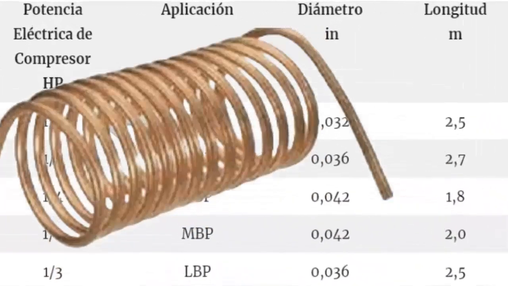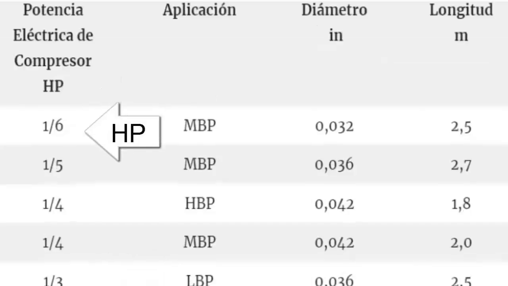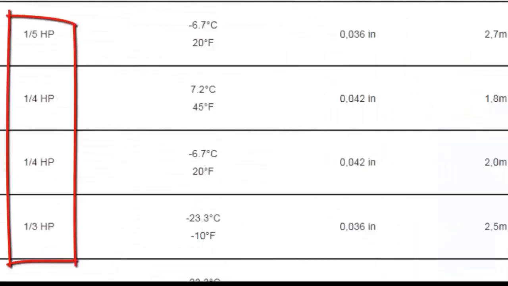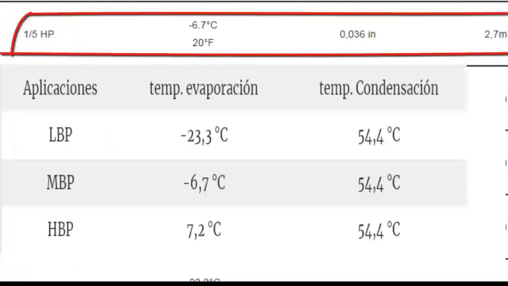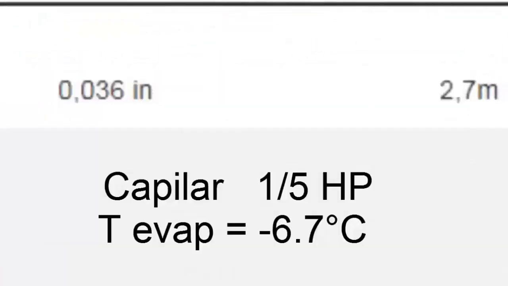On the screen, you can see a specific table for the sizes of capillary tubes used with R134a refrigerant. This table has been exclusively designed for situations where the cooling capacity of the compressor is unknown. It is important to highlight that the table uses the maximum electrical power allowed by the compressor, expressed in horsepower, HP, as a reference. For example, for a compressor of 1/5 HP with an evaporator operating at an evaporation temperature of -6.7 degrees Celsius (20 degrees Fahrenheit), the corresponding values are listed in the table.